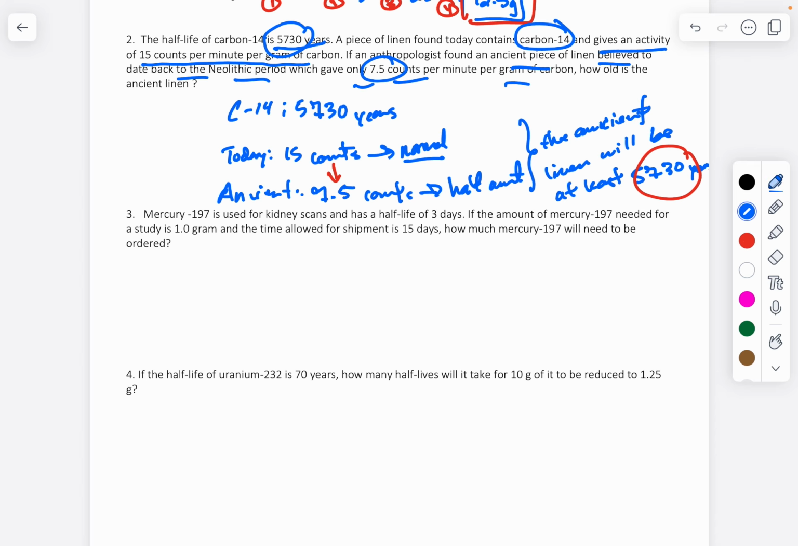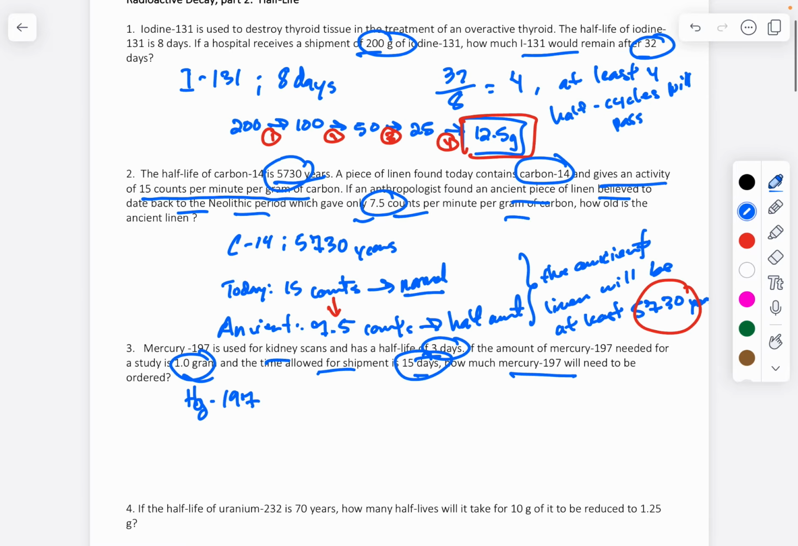Okay, so you can kind of see that the problems are like this, and we can definitely figure this out. Next one. Okay, mercury 197. Mercury is Hg, if I remember correctly. 197 is used for kidney scans and has a half-life of 3 days. If the amount of mercury needed for a study is 1 gram, and the time allowed for the shipment is 15 days, how much mercury will be needed? Okay, that's pretty interesting.